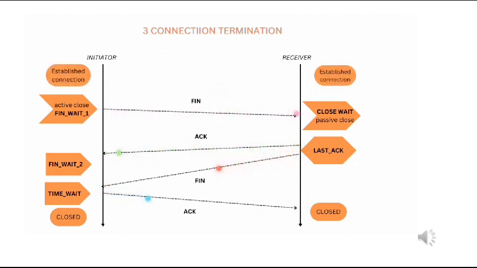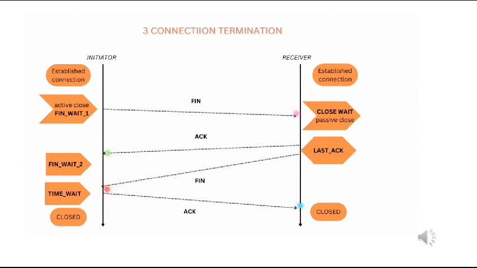Step 1. FIN from client. Suppose that the client application decides it wants to close the connection. Note that the server could also choose to close the connection. This causes the client to send a TCP segment with the FIN bit set to 1 to the server and to enter the FIN_wait_1 state. While in the FIN_wait_1 state, the client waits for a TCP segment from the server with an acknowledgement ACK.